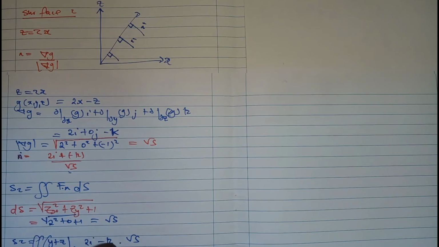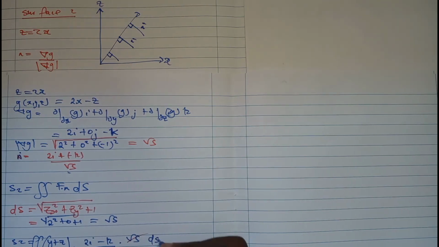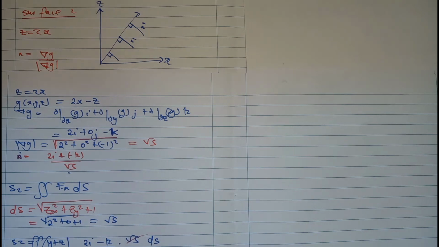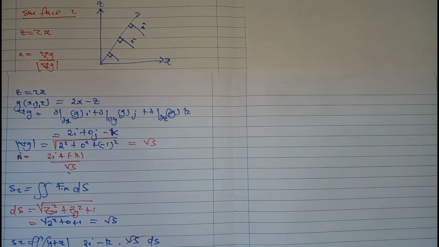I'm going to put my double integral. And so this is the region. I'm going to call this region D. Okay, so as you can see, root 5 ds and magnitude of g will cancel out. Okay, if they don't cancel, that means you've made a mistake somewhere.